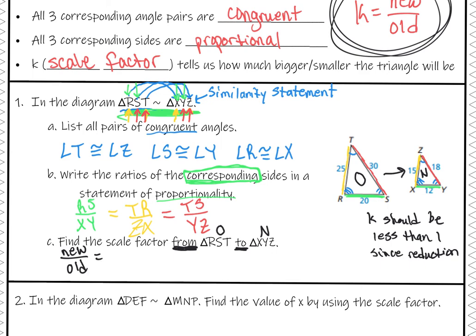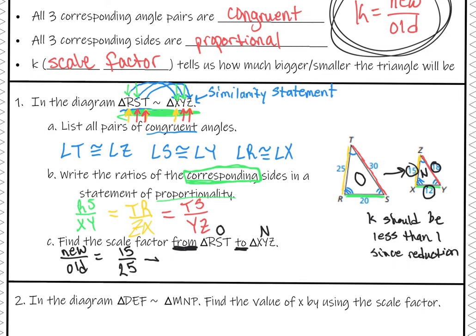You literally just pick any side from the new triangle. It doesn't matter, right? We have 15, we can use 18, or we can use 12. It does not matter which side you pick. So let's say I go with 15. If I choose 15, well, 15 is my yellow side, right? X to Z. That corresponds with what on the old triangle? The yellow side on the old triangle was R to T, which is 25. So it's going to be 15 over 25.